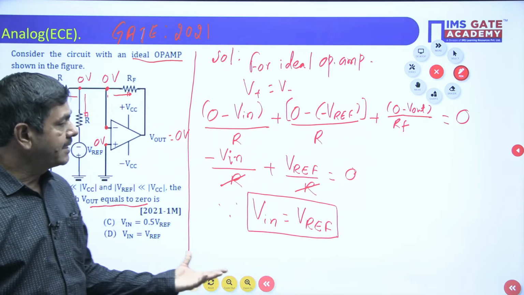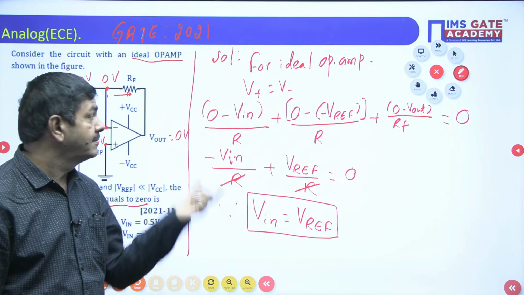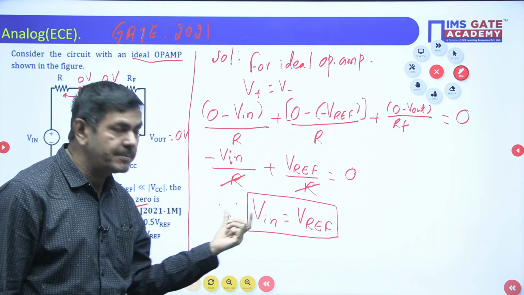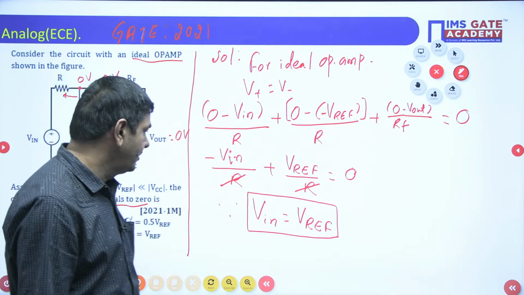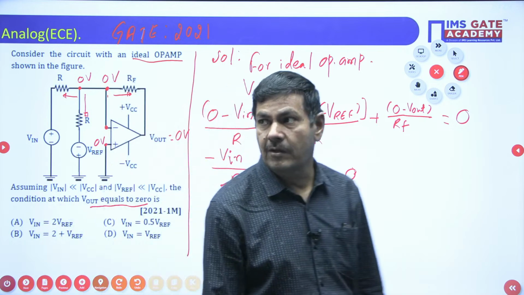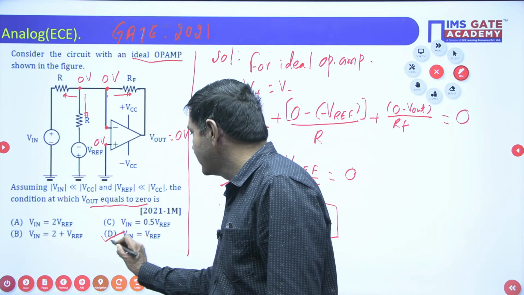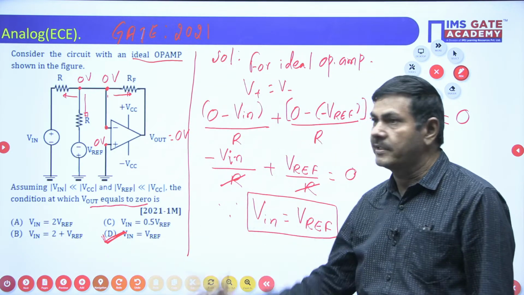What it says is, if you want to get output voltage V naught equal to 0 voltage, this condition must be satisfied by the given network. So which option is correct here now? The 4 options are given. Out of these 4, we can select option D as the right answer. Option D is the right answer: V in equal to V reference only.